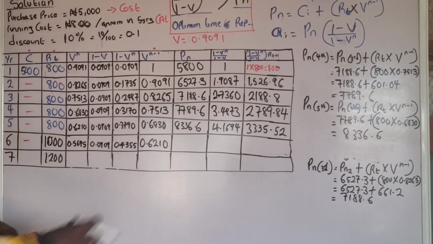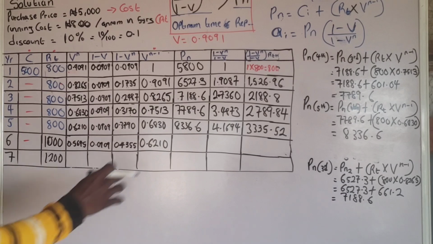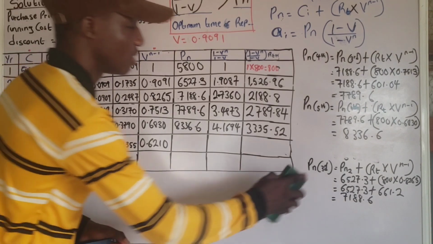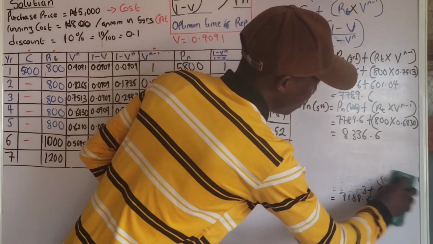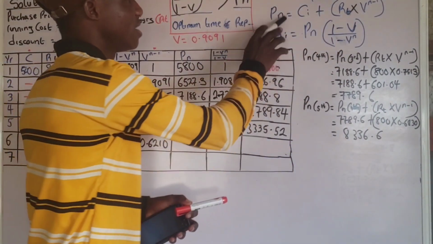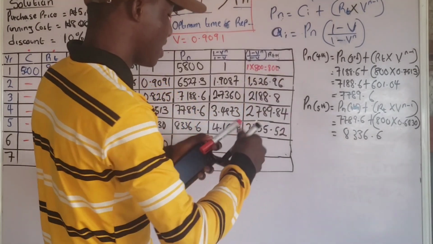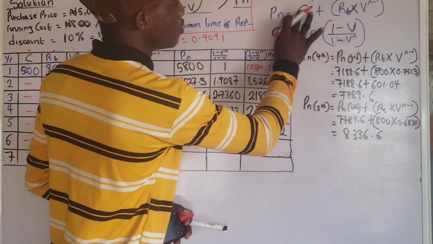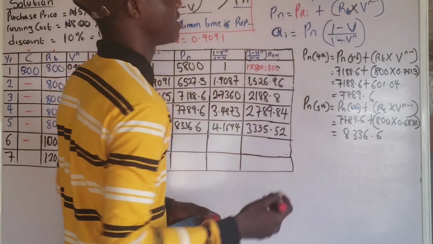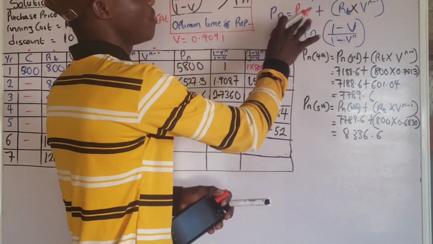Okay, for this we need to get the present value of the cost. Now, to get the PN of the 6th year, just listen, you are going to understand. To get the PN of the 6th year, we are still going to use this formula, okay? PN is equal to, let me even change it, let's change it to PNI. You understand? PN is equal to PNI.